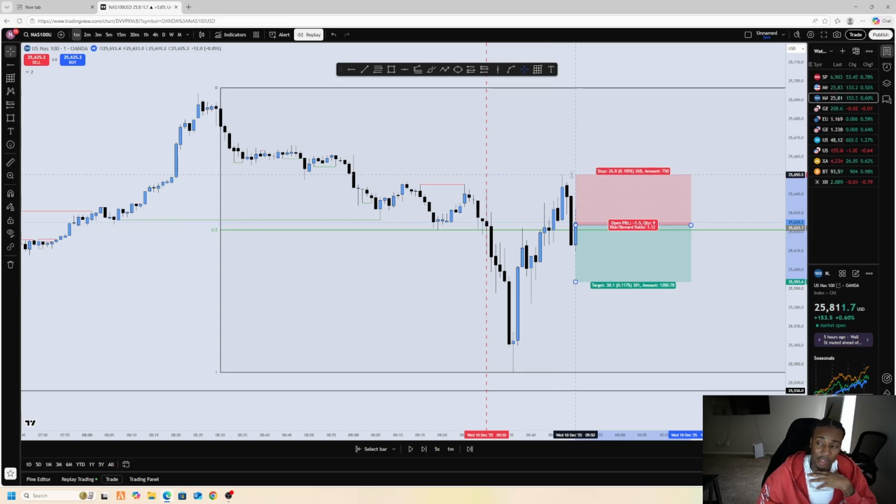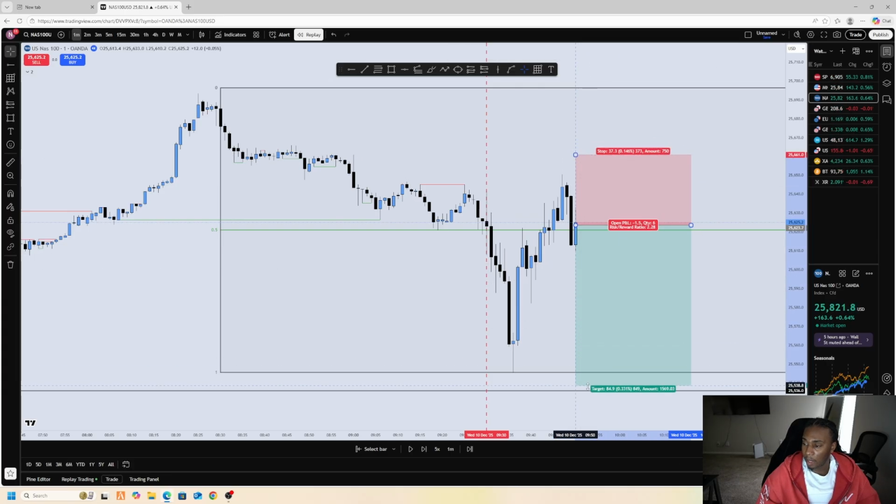When I put my stop, I like to put my stop above the second high. So this is the first one, and the next high that we got that's above this high is this one. So I put my stop loss here. Where am I targeting? I'm targeting here.